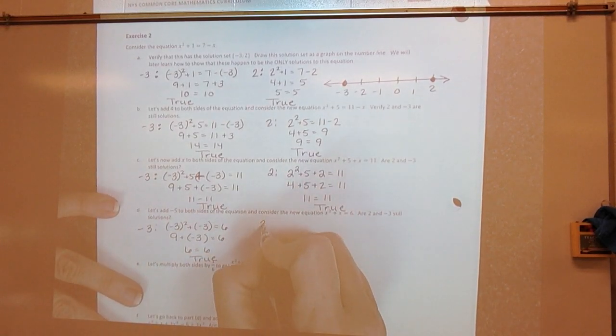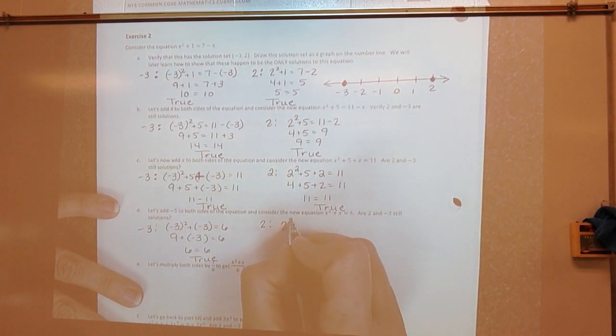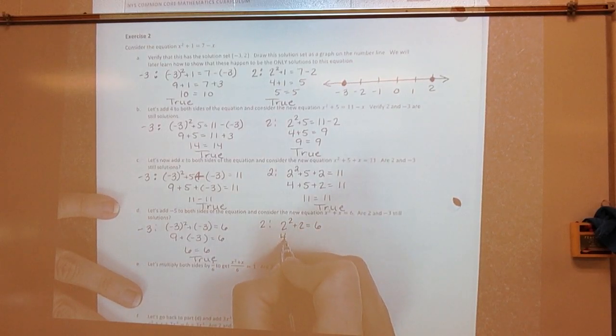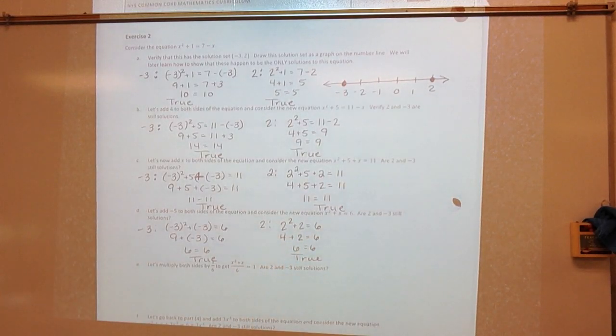Let's check 2. What do you think? Is it going to work? Well, we'll see. 2 times 2 is 4. Plus 2, 6 is equal to 6. It's true.